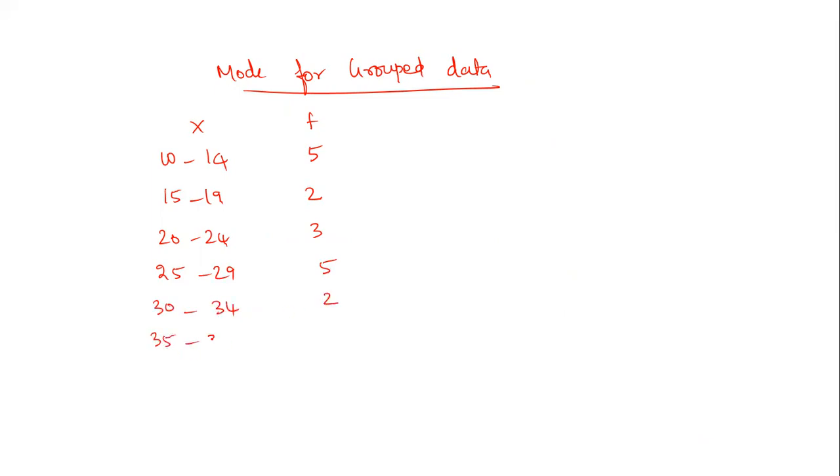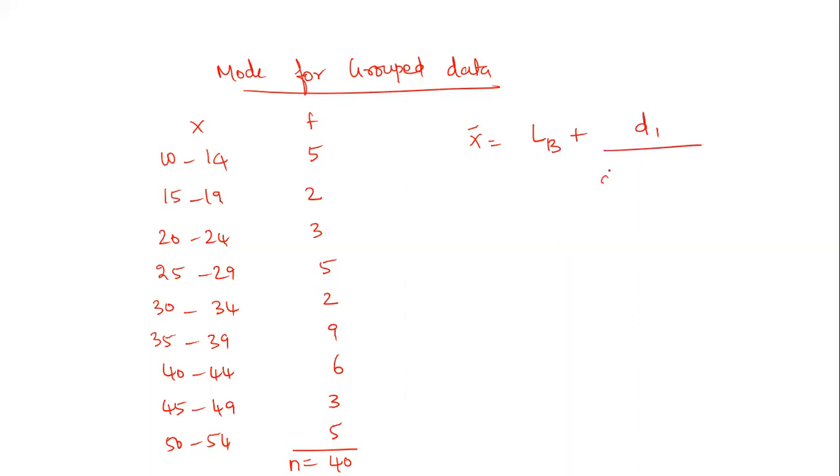And 35 to 39 is 9, 40 to 44 is 6, 45 to 49 is 3, and 50 to 54 is 5. The total number of entries, that is n, if you sum up, comes to 40. Now the formula here is: mode is LB plus D1 divided by D1 plus D2 into H.